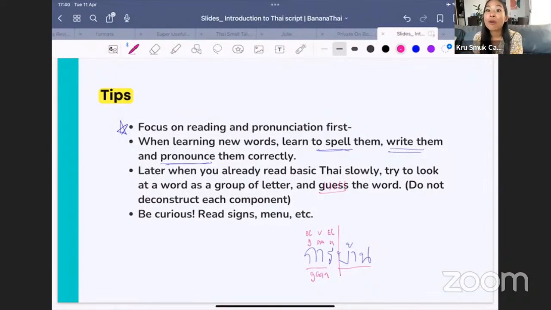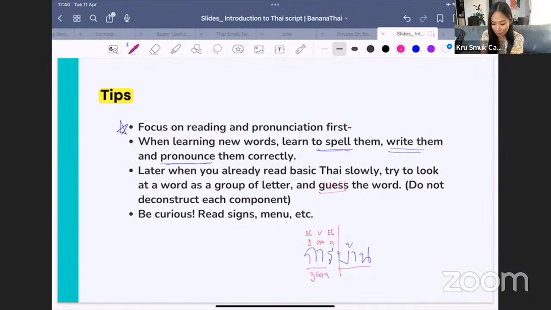So I think it's very important for you, once you know how to read basic Thai, to find a good exercise that has a group of words at the same level, and it would be best if it relates to your daily situation to practice reading.